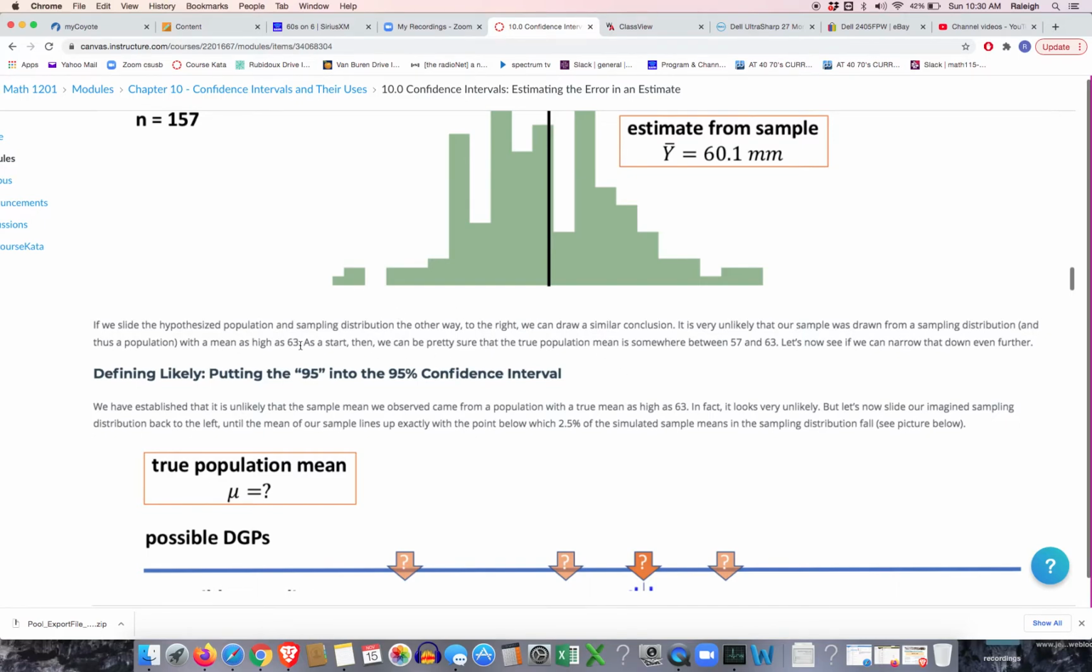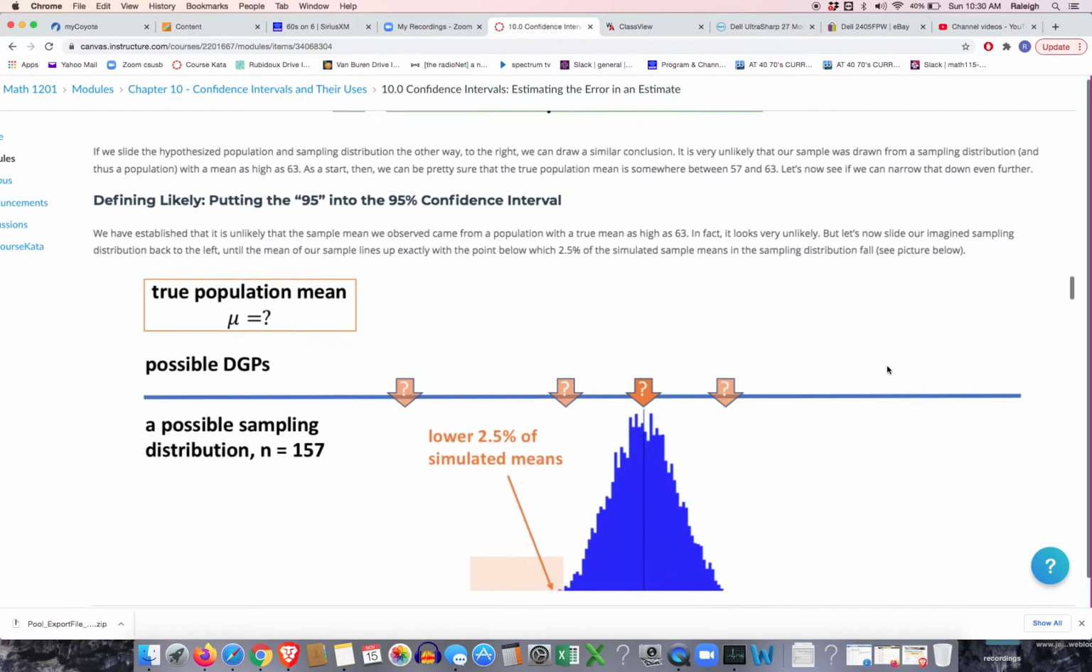So anyway, they're saying, just as a start, that the true population mean is probably between 57 and 63. These numbers seem to be a bit extreme, but for sure it should be in between. Maybe even something close to 60, 60.1. Narrow it down a little further.